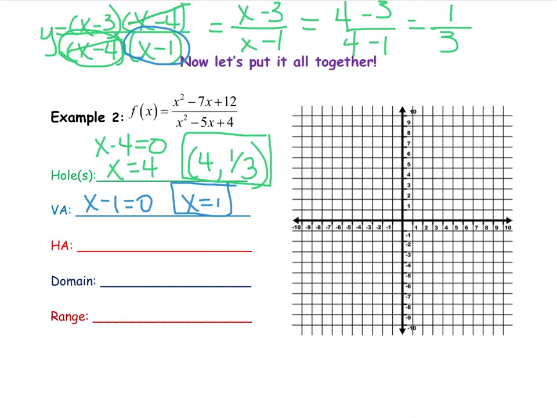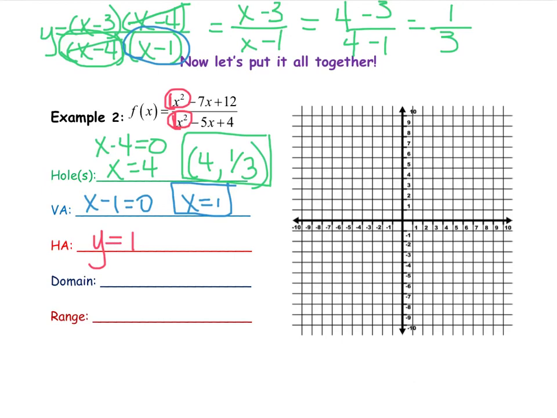Now for the horizontal asymptote, let's go back to the original function. I need to look at the term that has the largest exponent in the numerator and the term that has the largest exponent in the denominator. Well, in this case, both of the exponents are 2. And when the degree in the numerator equals the degree in the denominator, then the horizontal asymptote is going to be y equals this coefficient over this coefficient. In this case, that's 1 over 1, which equals 1. So our horizontal asymptote is y equals 1.